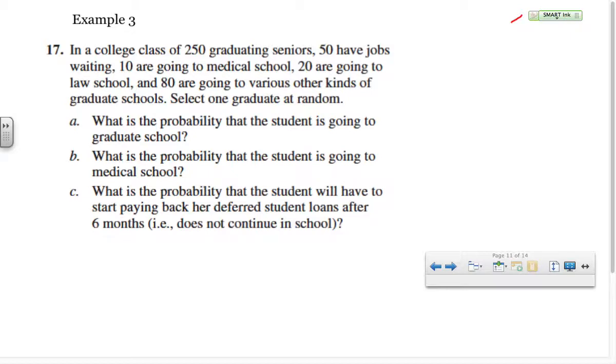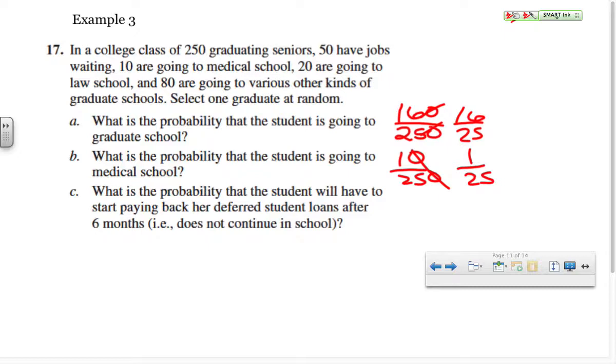Well, I have 250, okay? And 50 have jobs waiting, 10 are going to medical school, 20 are going to law school, and 80 are going to various other kinds of graduate schools. So 80 plus 20 is 100, plus 10 is 110, plus 50 is 160. Okay, we can reduce that to 16 over 25. So that's A. Okay, what is the probability that a student is going to medical school? Simple, 10 out of 250, okay, 1/25.